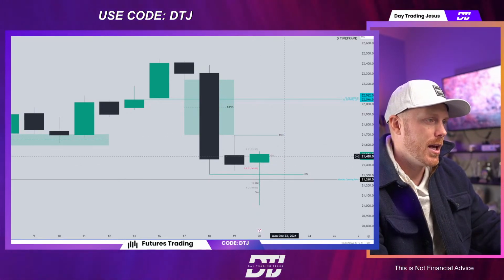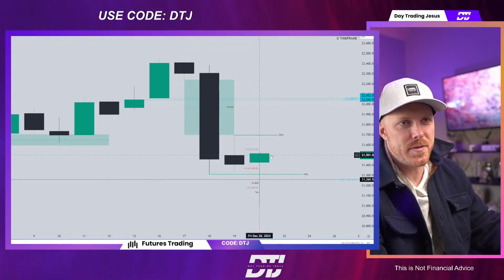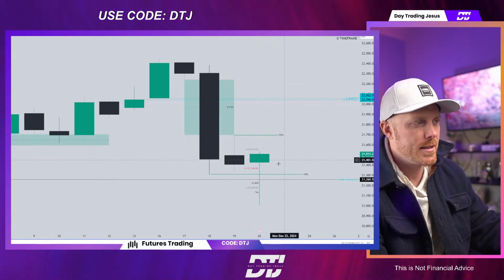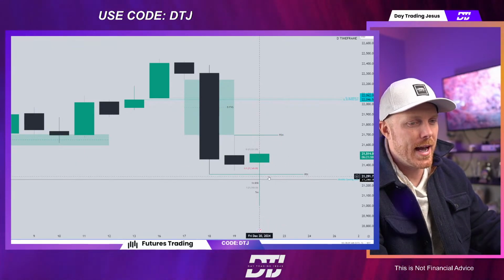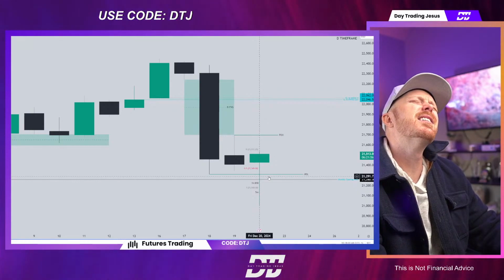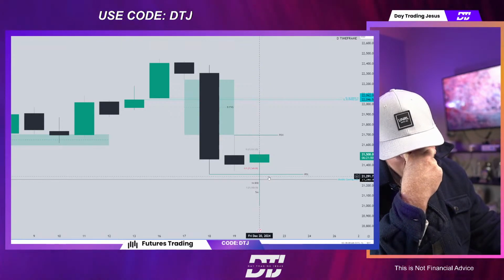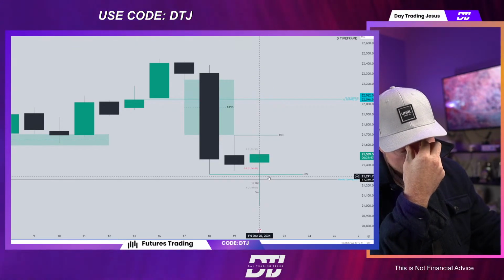I mean, if you're just going for 10 handles, 15 handles, then yeah, you could probably do that. But if you're trying to get a good 50 handle, 100 handle move, I don't even think I've done a 100 handle move yet. I think the most I've done was 80. 80 handles was my biggest trade, I think. Honestly, I don't remember.